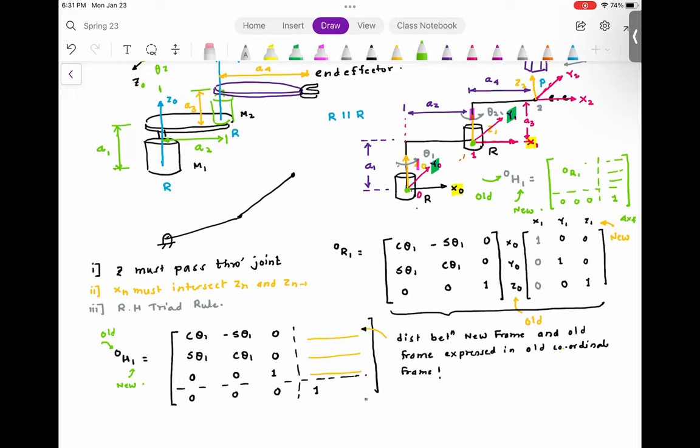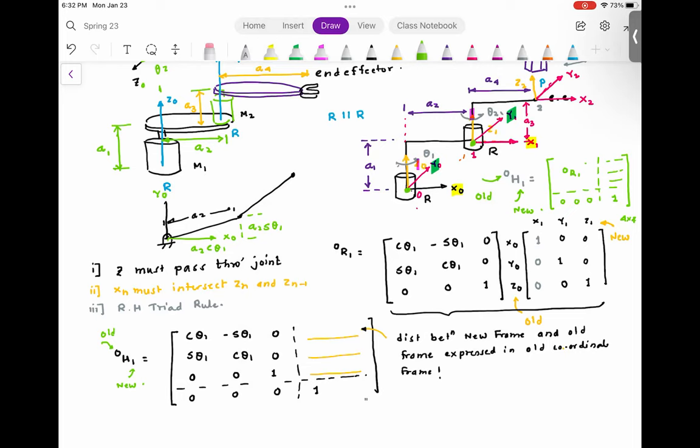Please understand, the distance A1 is along Y0, and distance A2 is right now along X0 because theta value is 0. Cosine theta is 1. If theta value is non-zero, then I want you to look from top. We are looking from top, so this distance is A2. Looking from top, I have X0, I have Y0, and Z is coming towards me. So this distance is A2 cosine theta 1, and this distance is A2 sine theta 1. Do you agree with me?